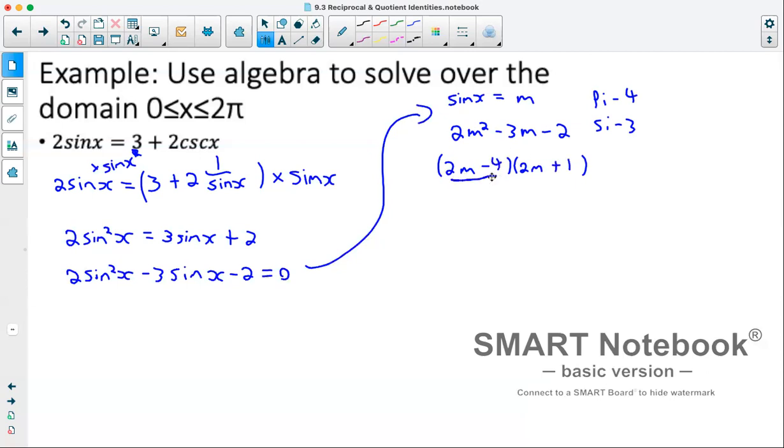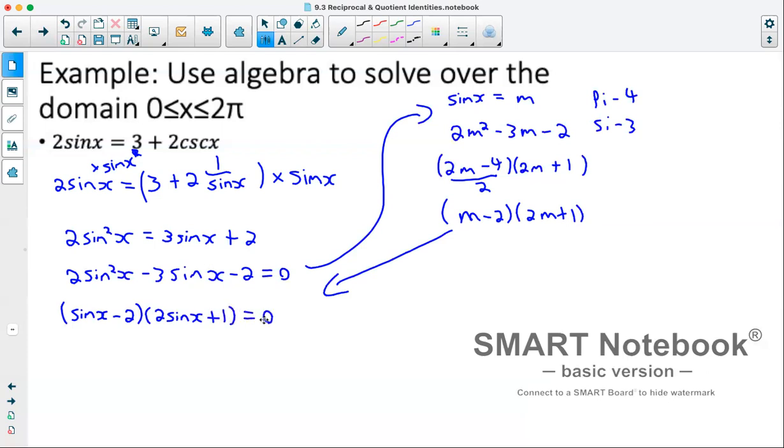We'll divide our extra factor of 2 out of this one. So that gives us m minus 2 times 2m plus 1. So what we'll do is we'll write that back here, and we'll substitute sine x back in for m. So we've got sine x minus 2 times 2 sine x plus 1. And we know that equals 0.